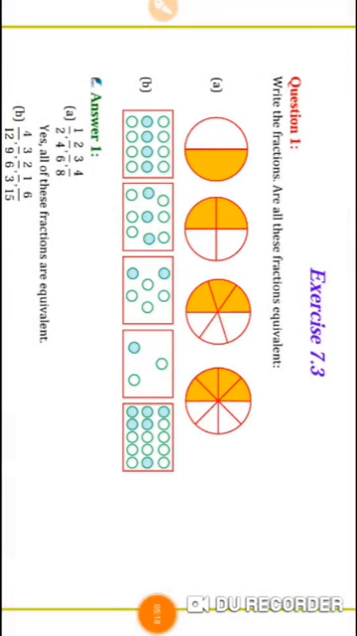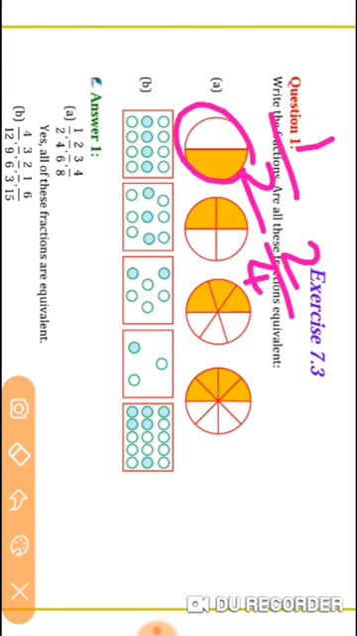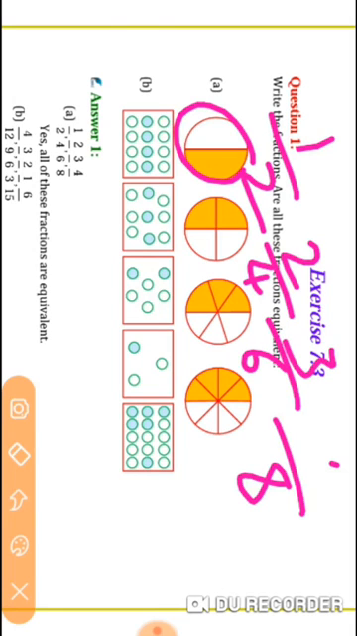So we can continue with exercise 7.3. See, I'll go for the direct questions only. Write the fraction first. So in the first, they made two parts and colored one part. In this, they made four parts and colored two parts. Here they made how many parts? 6 parts, 3 parts they colored. Here 8 parts they made and 4 parts they colored.